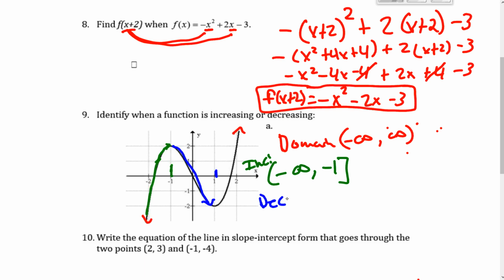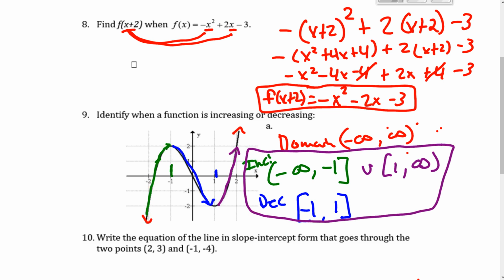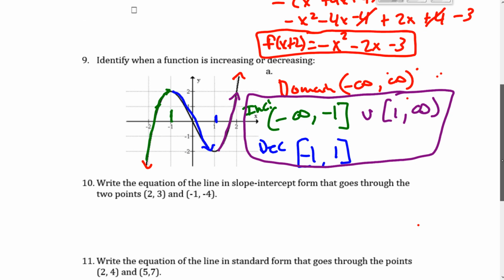So it is decreasing because I'm drawing it down from -1 to +1. And then I start drawing it up again, and it just keeps going and going. So then it's back to increasing, so I join that together from 1 to infinity, and that covers my domain, right? Negative infinity to -1, -1 to 1, 1 to infinity, that covers my whole domain. So that's where it's increasing and decreasing. And it covers the domain, and it goes from left to right.